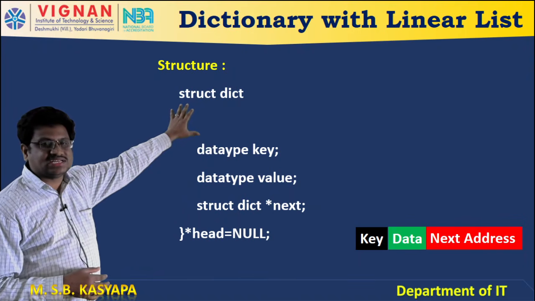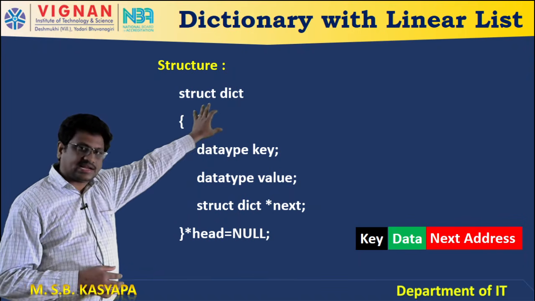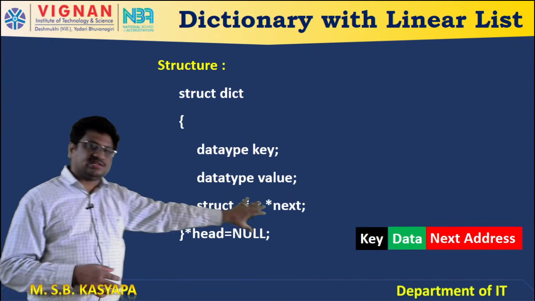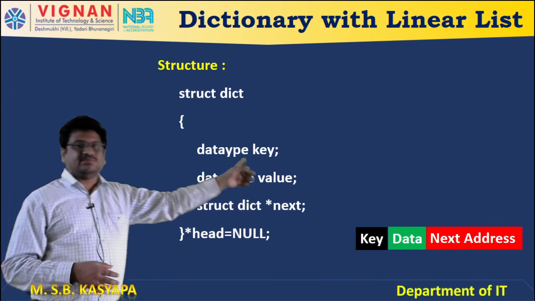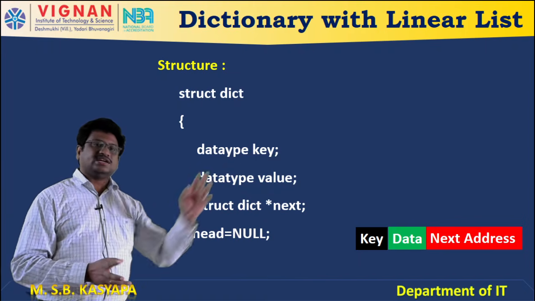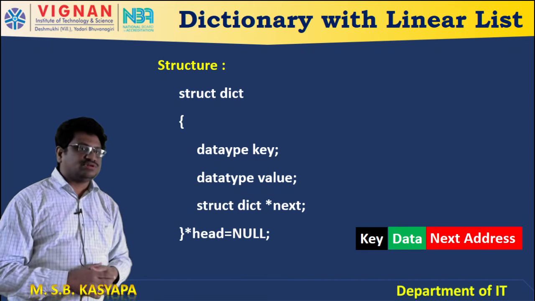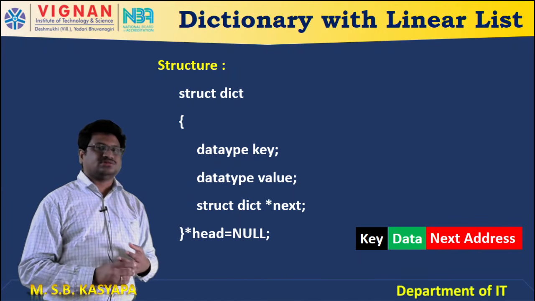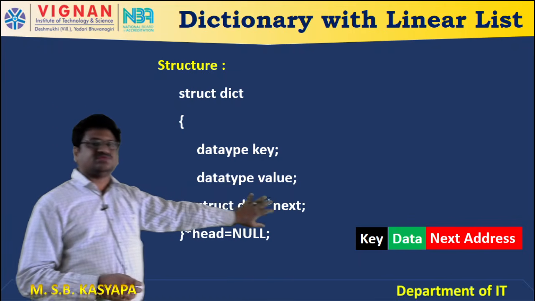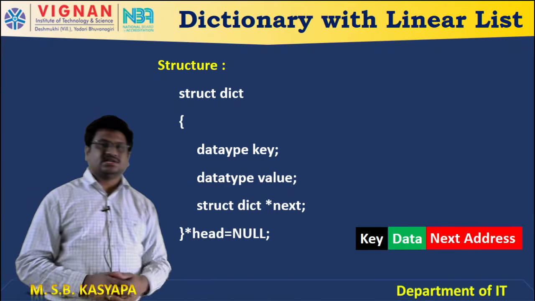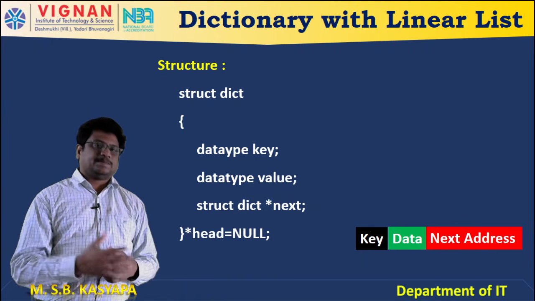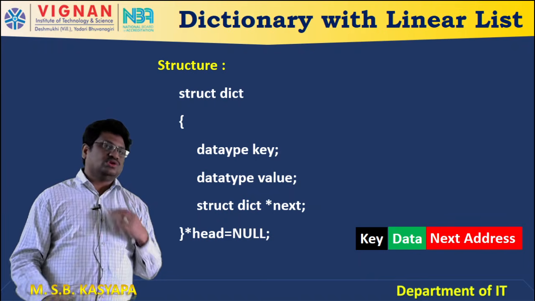So now here is the dictionary I have declared. The data type of the key, the data type of the value, and in the structure, the next address field. So these three will be stored for each and every node in a dictionary. The data type is based upon your data, and mostly we are using integer data. So here int key, int value, and struct dictionary next address field. It is a pointer to store the next address. Am I right? So it is the structure for creating a dictionary through a linear linked list.